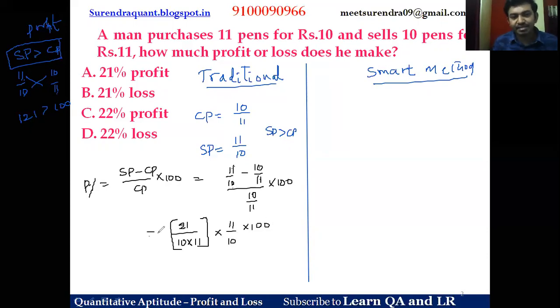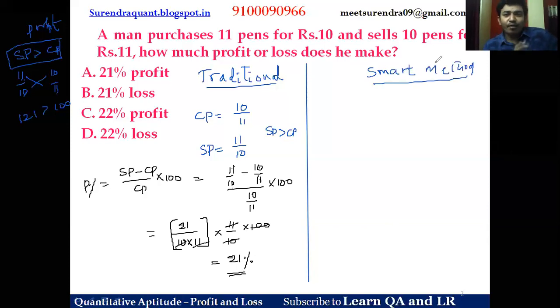So this is the basic traditional way of solving. 11, 11 cancel, 100, 100 cancel. So the profit is 21%. But somebody may have a lot of confusion dealing with fractions. So for them, we'll follow one smart method. Let's see here.